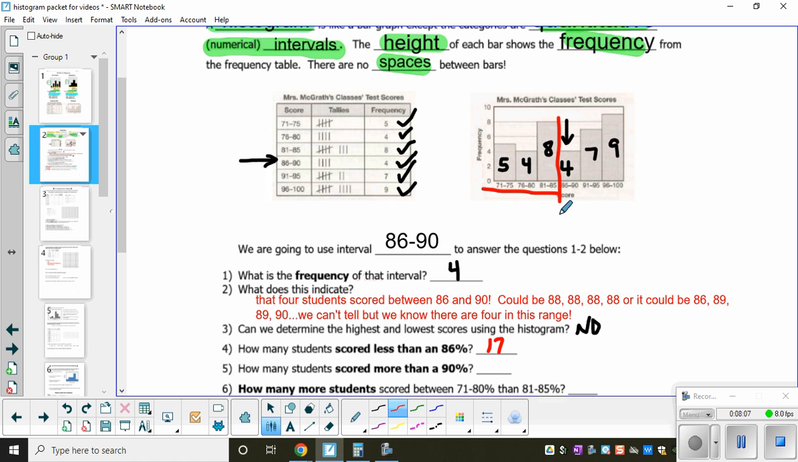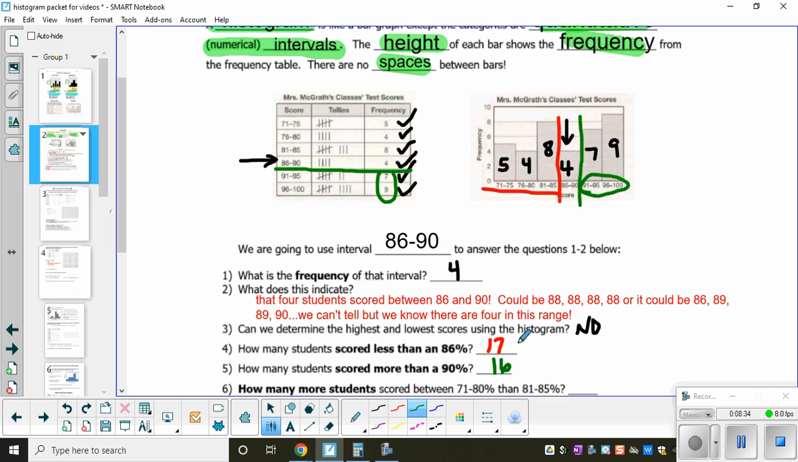Now, if I want to see how many students scored more than a 90, I can again look and say, okay, so here's the 90. So more than a 90 would be these students. Or I could say the 90 is right here, so more than 90 would be these students right here. So you've got 7 plus 9, or 7 plus 9. Either way you look, we get 16.